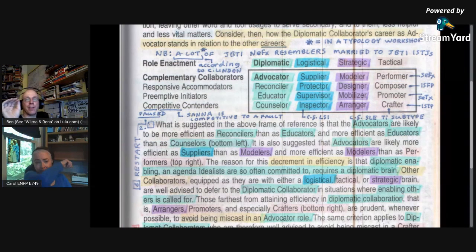So one of the things that I would like in this book is if he was a little bit more consistent. So when he says here, what is suggested in the above frame of reference is that advocators are likely to be more efficient.